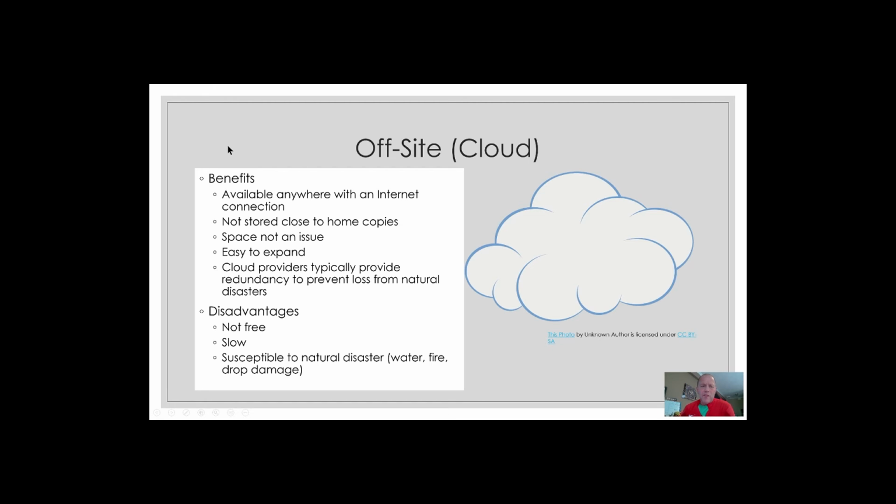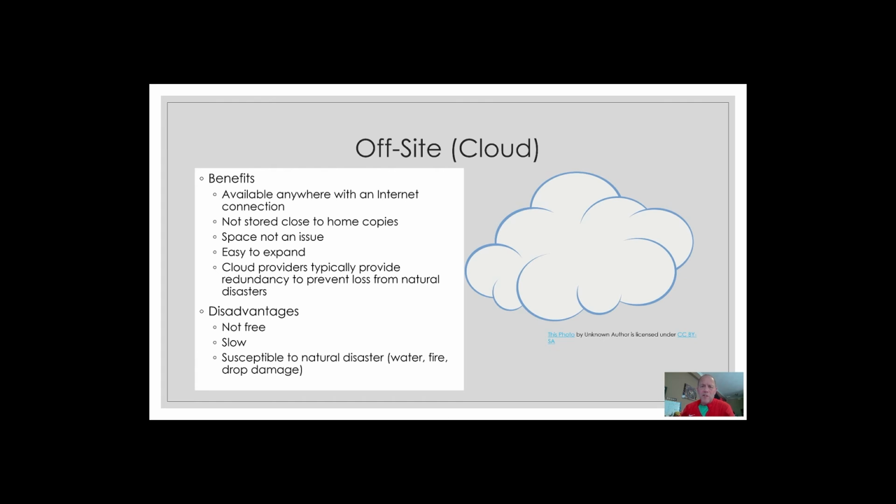So offsite benefits: available anywhere with an internet connection. So if it's your mom and dad's, brothers, sisters, library, whatever, on your phone, you can likely have access to the photos. It's not stored close to home copies, so it's not going to be susceptible to the disasters that we talked about. Space is typically not an issue, other than you may have to spend a little bit more money. So it's very easy to expand, and cloud providers typically provide redundancy for you, so you don't even know about that. You're copying your photos to the cloud, and if part of their cloud service fails, when they return it, your photos will still be there because they had some disaster recovery and did not lose your photos.